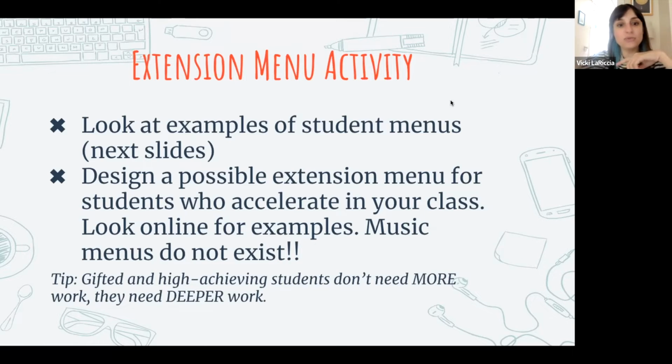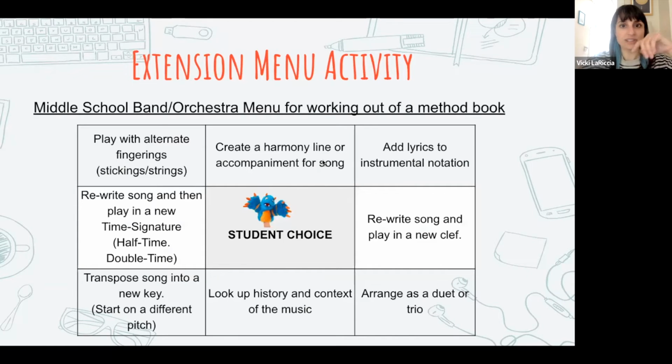So let me show you what one looks like, and then I'm going to have you guys make some. And I'm wondering if people are able to share. I can change it so that people can share their screens if they need to. Or maybe you can email me your extension menu when we get to that.